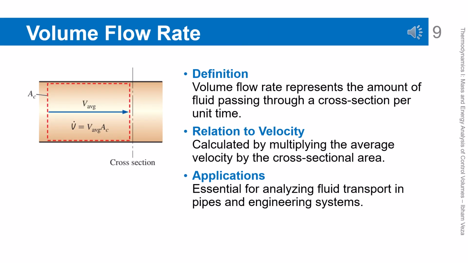Volume flow rate. Volume flow rate represents how much fluid volume flows per unit time. This quantity is calculated as the product of cross-sectional area and average velocity. This concept is widely used in piping and pump systems. Changes in area or velocity will directly affect the flow rate. This understanding is important before moving to mass flow rate concepts.